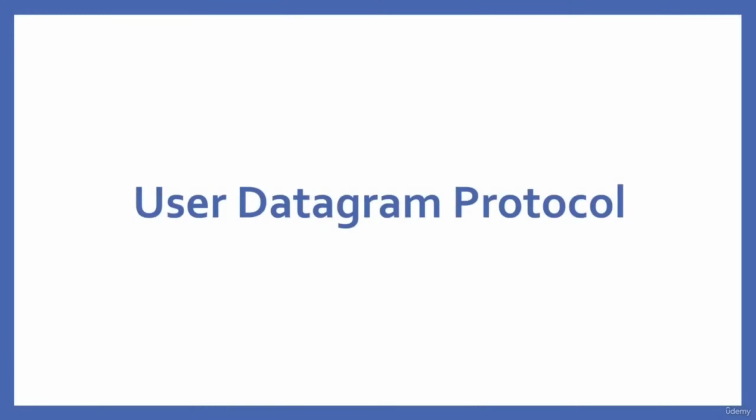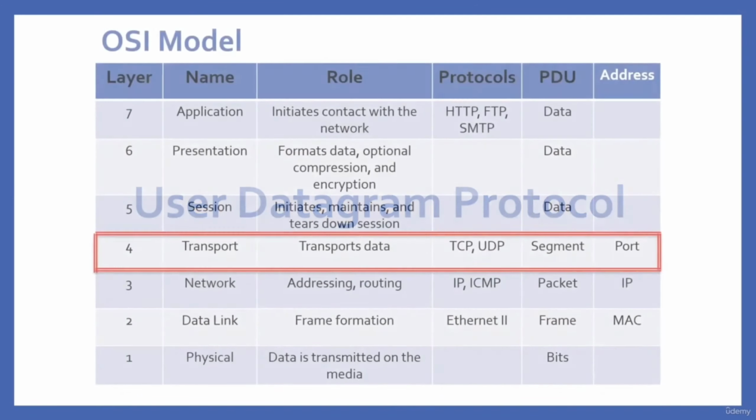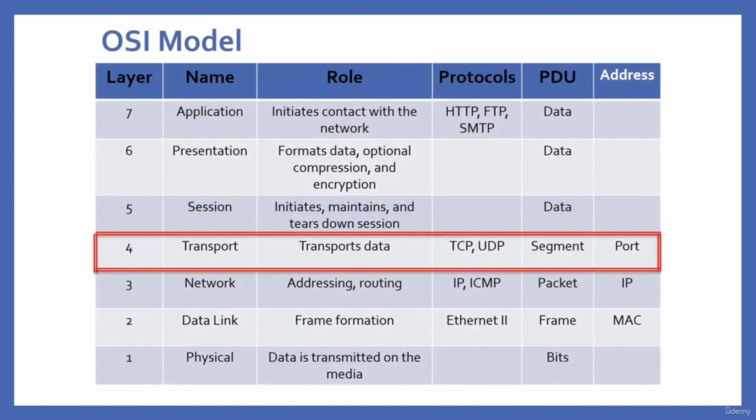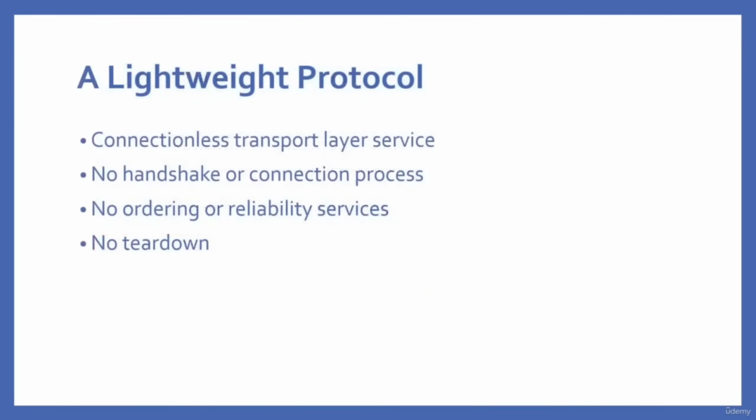User datagram protocol is a connectionless protocol for data transfer. We see here in the OSI model UDP is in the transport layer. UDP is a lightweight protocol. It provides connectionless transport layer service and there is no handshake or connection process. UDP does not have any ordering or reliability services and there is no teardown.